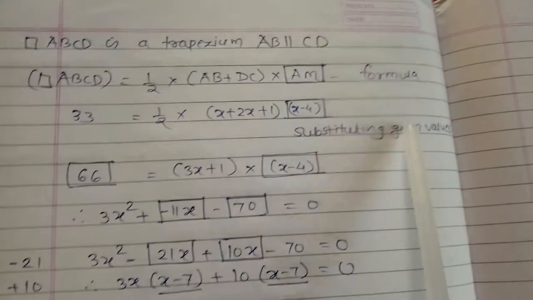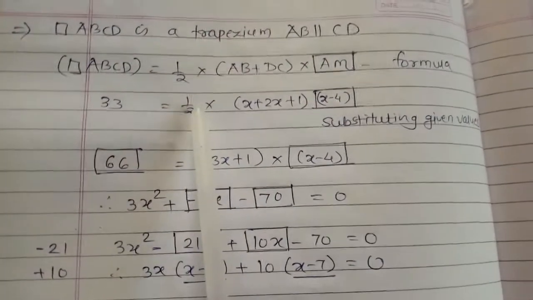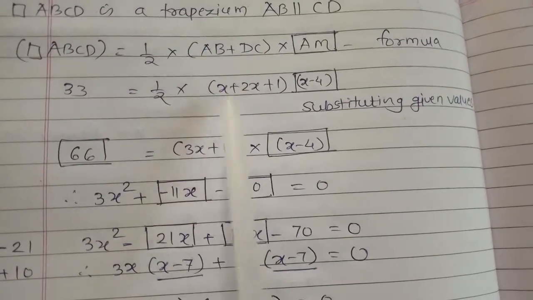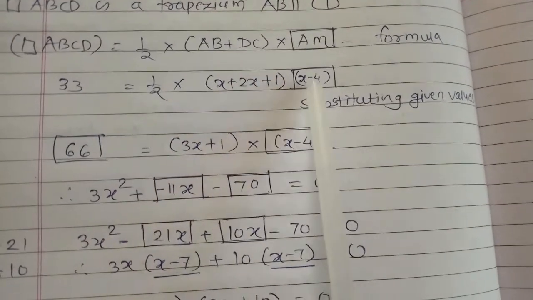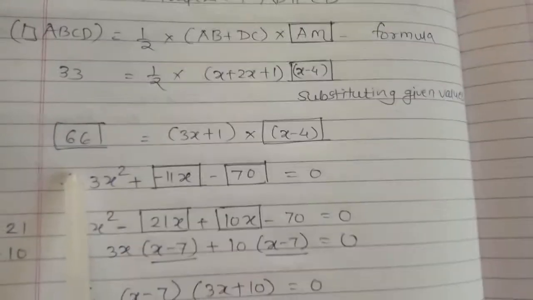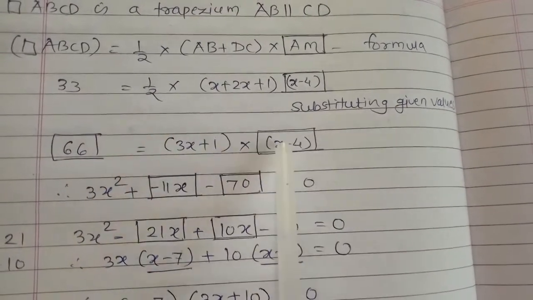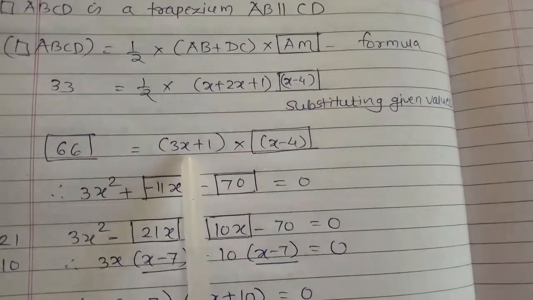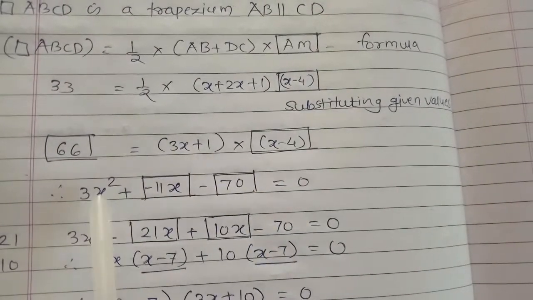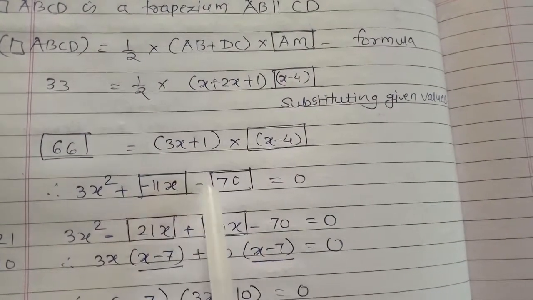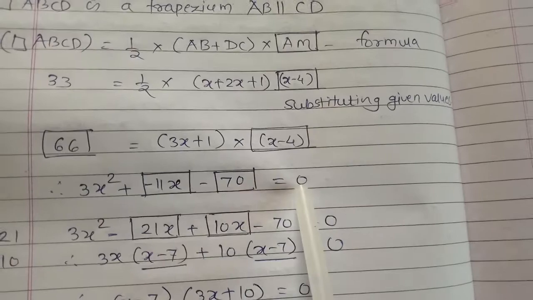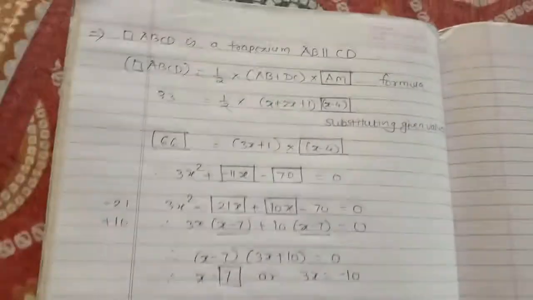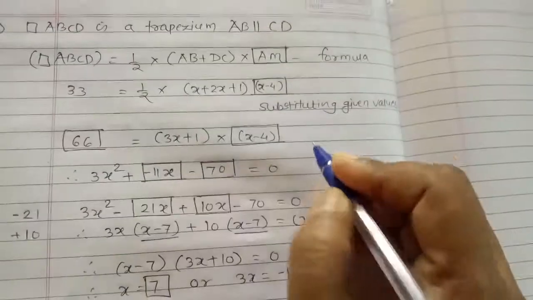So substituting the given values, we move this 2 to this side, so we will get 66 is equal to 2 plus x, that is 3x plus 1, and x minus 4 is as it is. Now take the product of these two brackets, so we will get here 3x square. Solving this we get 3x square minus 11x minus 70 is equal to 0. So here by solving this we get this one. Yes, I am going to solve this.